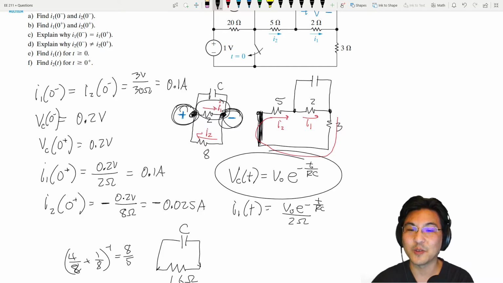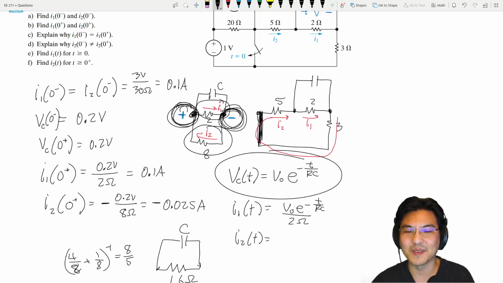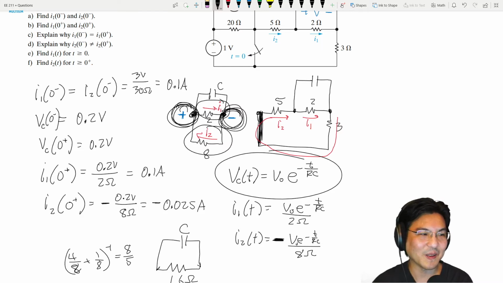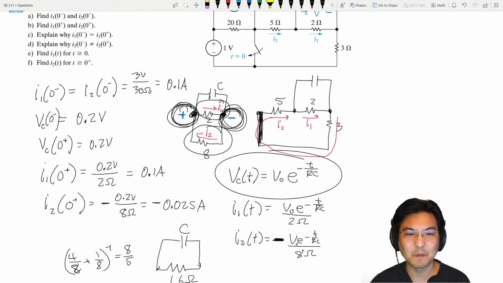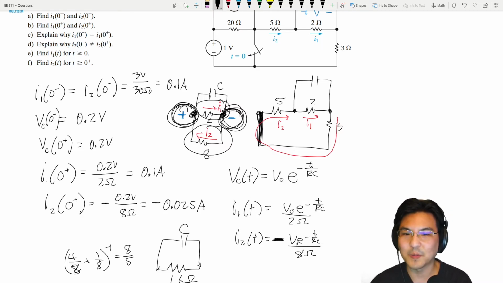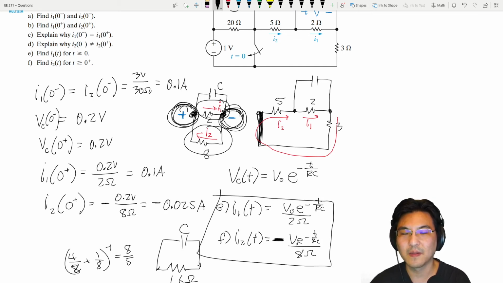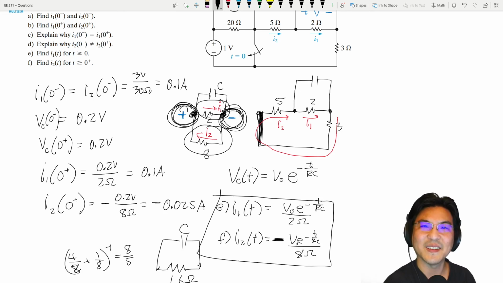And then for I2, see how plus over here, minus over here, but the arrow is going the other way from minus to plus. So for I2, it's minus V over 8 ohms. Just because of the way it's labeled. So just be careful with that minus sign. Okay, so then this is part E, and this is part F. Okay, keep on studying. I'll see you on the next video.